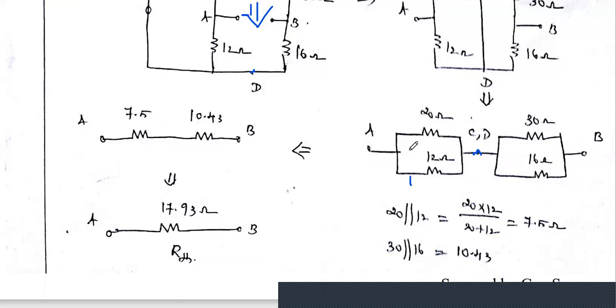So now you see, what is this 20 and 12? It is a parallel combination. So what is the parallel combination of 20 and 12? 20 into 12 divided by 20 plus 12. So the answer is 7.5 ohms.